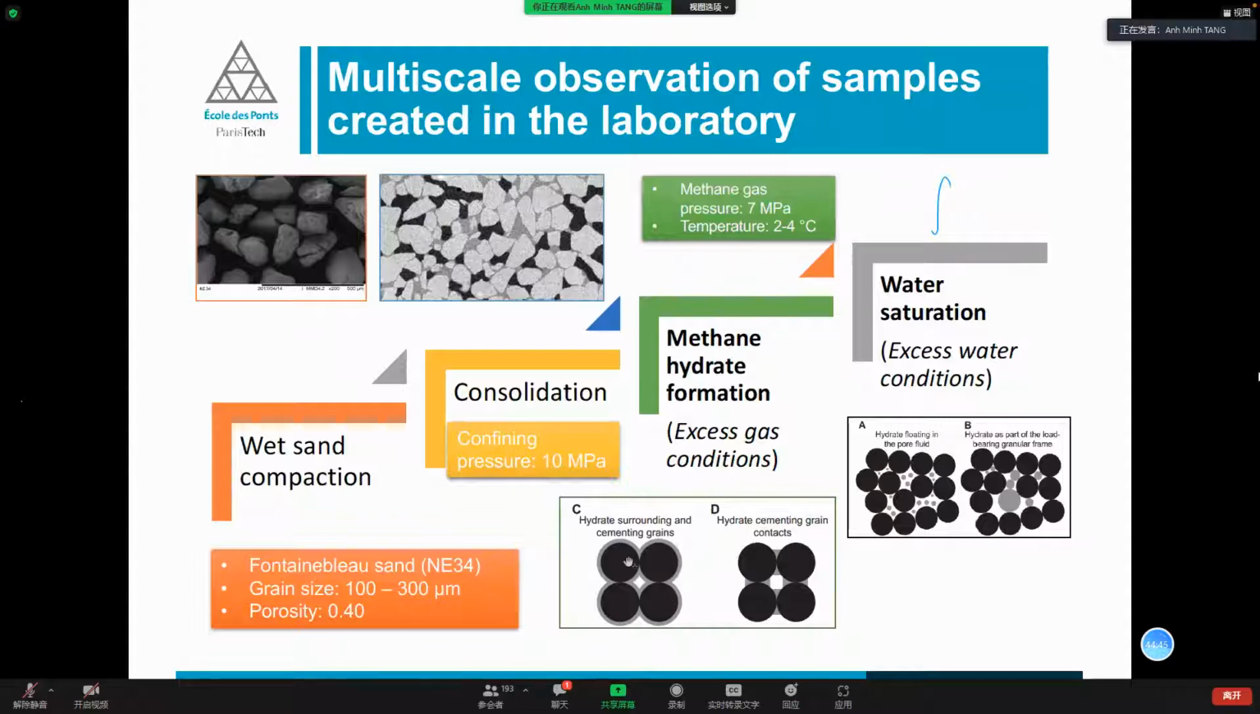So we see how hydrate is formed. Is it around the sand grain, or in the contact between the sand grains, or in the pore space between sand grains?